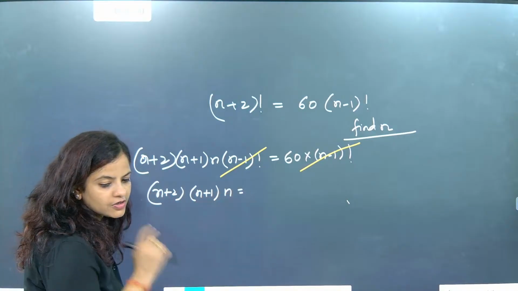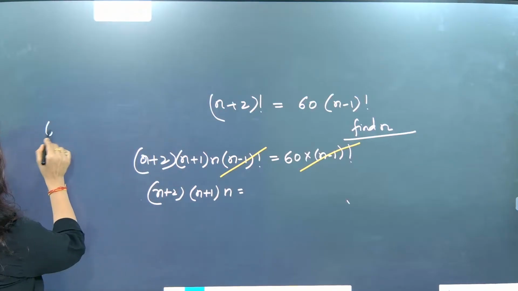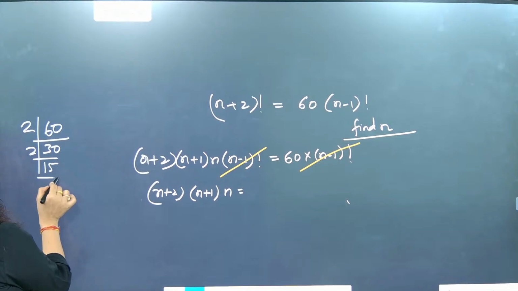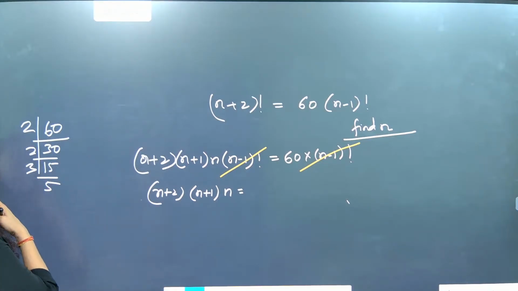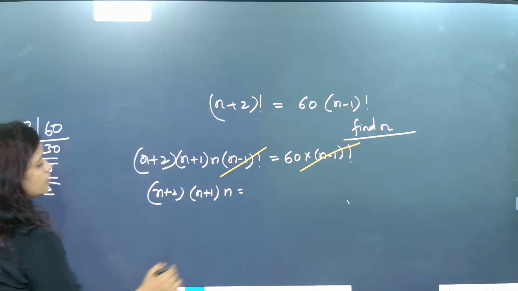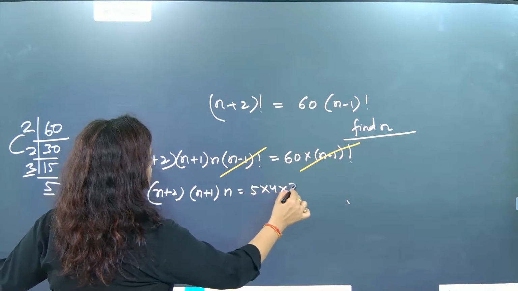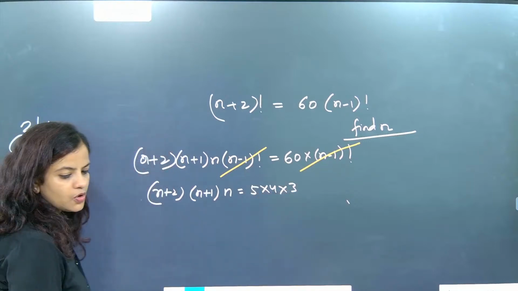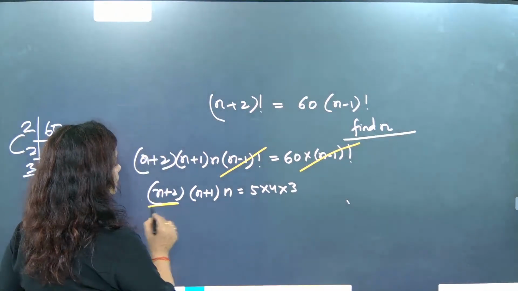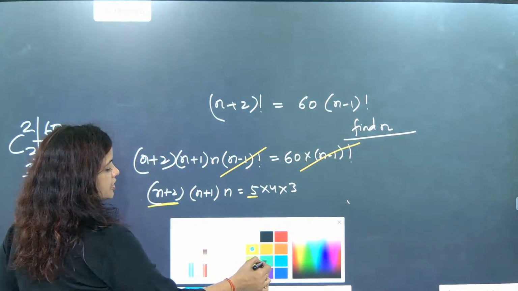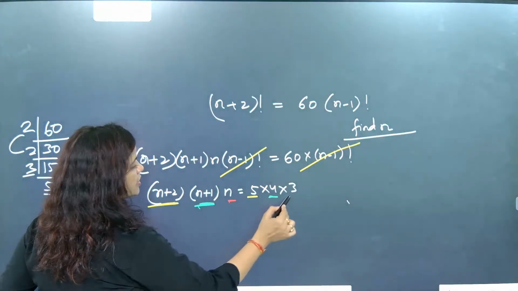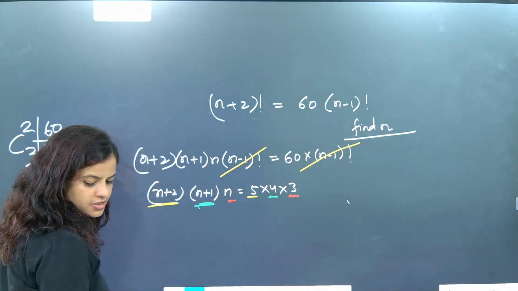Now beta, you have to find the factors of 60. 60 you need to arrange very nicely. 60 will come as 2, 30, 2, 15, 3, 5. Which numbers are coming? 5, 4, 3. Here 5 is 2 times 2 is 4, and 3. So we write 5 into 4 into 3. I hope you got the answer. So overall, n is equal to 3. How? This number becomes 5, after that this number becomes 4, after that this number equals 3. So n is equal to 3.